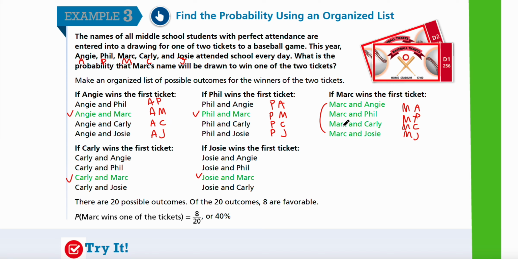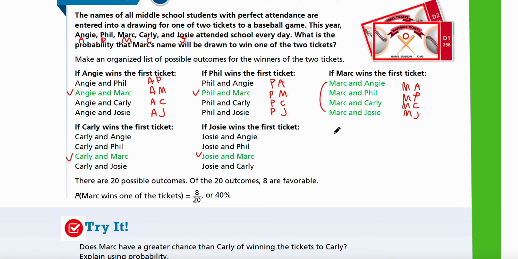So we have a total of 4, 5, 6, 7, 8 favorable outcomes out of 4 times 5, 20. So 8 divided by 20 would be 40%. So 40% is a pretty high possibility.